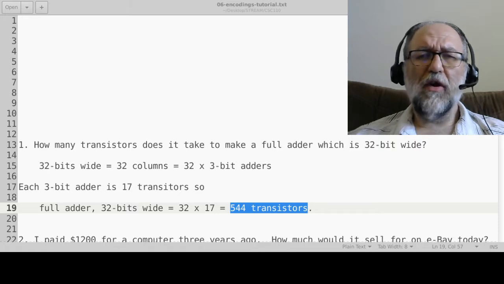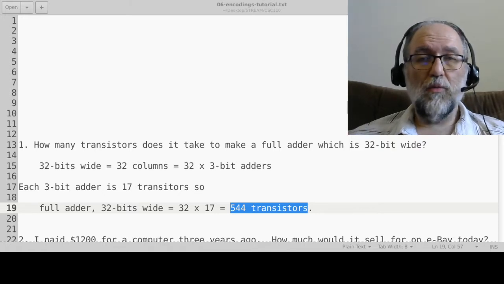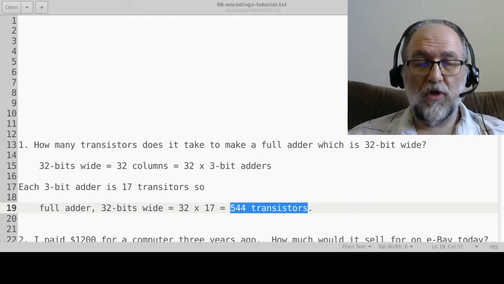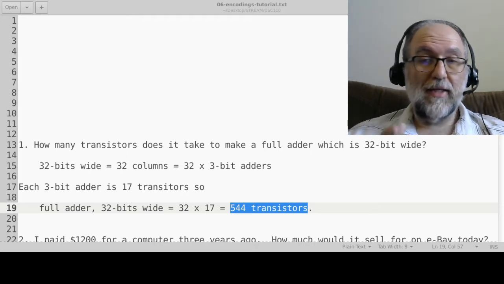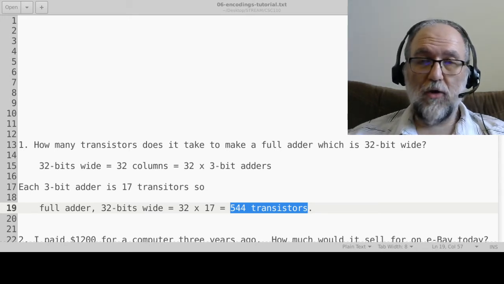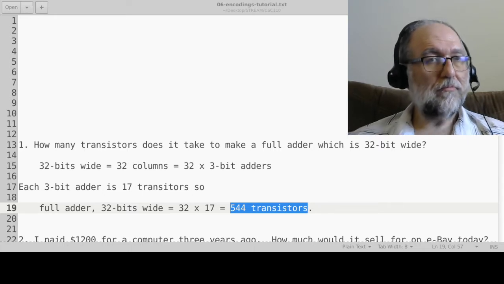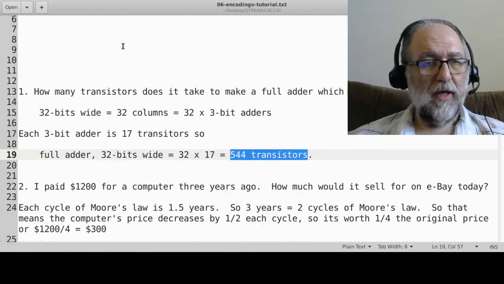So in very old computers, about 20 years old now, they were 32-bit machines, and that means that the adder inside the central processing unit was only 32 bits wide. Older phones, not that many years ago, most phones a few years ago were 32-bit phones as well, and so their adders would have had 544 transistors in them. Okay. Easy question to start with.